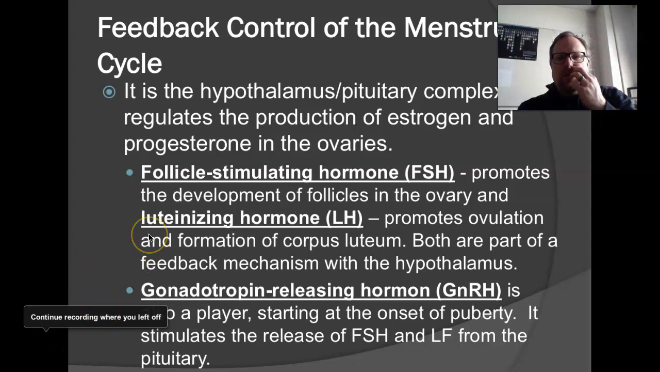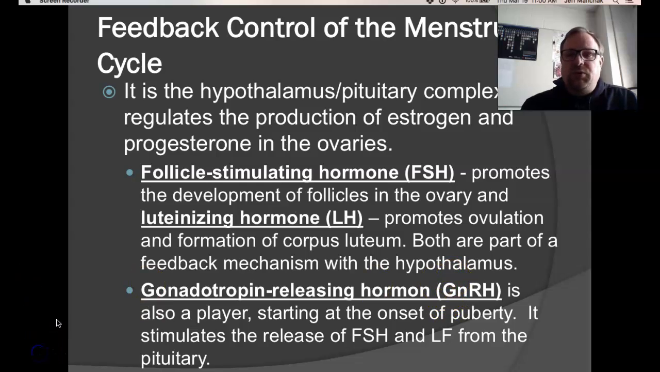Where we're going next is the feedback control. This is how things are shut off and turned on for those hormones that we talked about. Again, the hypothalamus-pituitary complex regulates the production of estrogen and progesterone in the ovaries. It regulates them through the use of GnRH, right, which is what we used in the male system as well. GnRH stands for gonadotropin releasing hormone, and it's also a player.